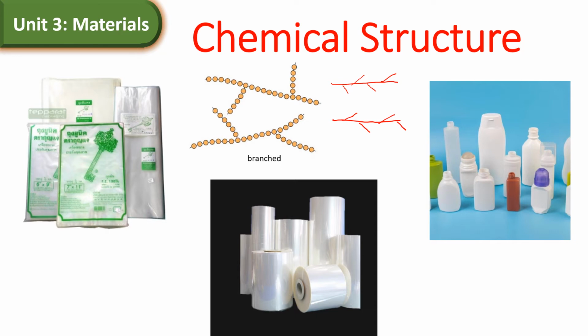So that's the disadvantage, or not the good thing, about this branched polymer. If we look at our examples, you can see here we have plastics, right? We have plastic rolls and even plastic bottles. They are examples of your branched polymer. They are very flexible, so you can bend or crumple them. However, if you place them in heat, they will melt easily.